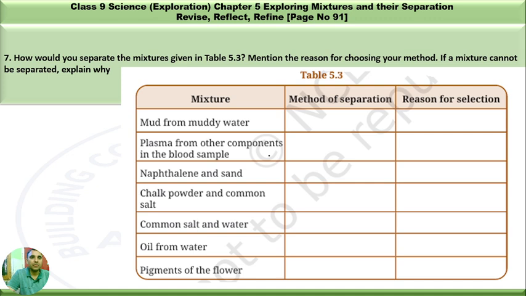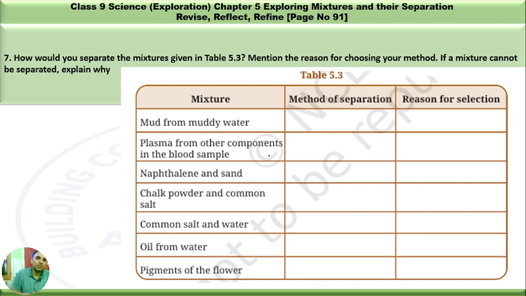Question number 7 is waiting for you, given in page number 91 of chapter 5, exploring mixtures and their separations. The question is, how would you separate the mixtures in table 5.3? Mention the reason for choosing your method. If a mixture cannot be separated, explain why.